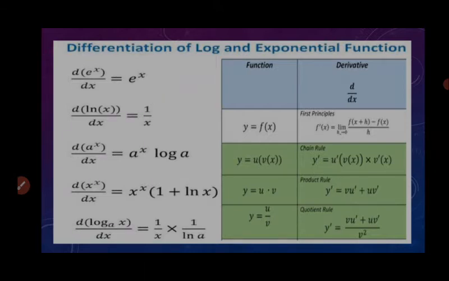Now the product rule, which you already know: v multiplied by differentiation of u plus u multiplied by differentiation of v. And the quotient rule: y dash is equal to, in the denominator we write v square, the denominator's square, then v multiplied by differentiation of u minus u multiplied by differentiation of v.